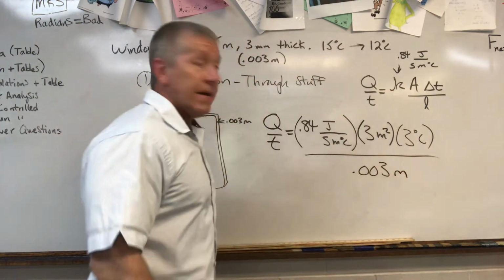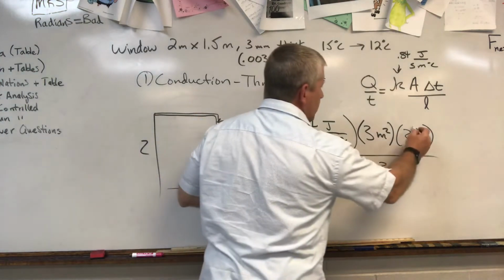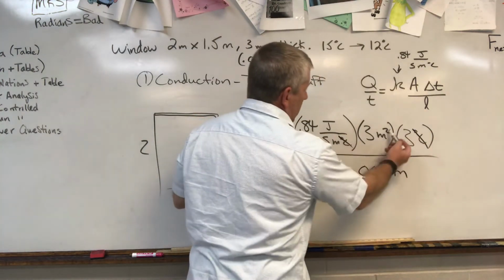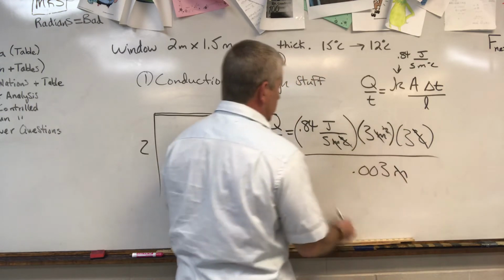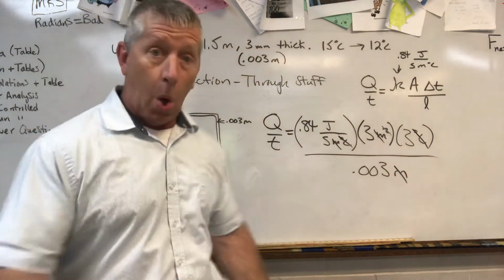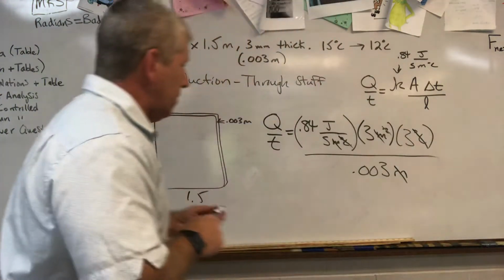All right, now what ends up happening, I just want to show you the units. Degrees Celsius cancel with this. This square meter cancels out with that. So then I have meter and meter here. So that cancels, and boom, joules per second, joules per second. Oh, we're so good. And then we're going to do the math on this and see what we get.